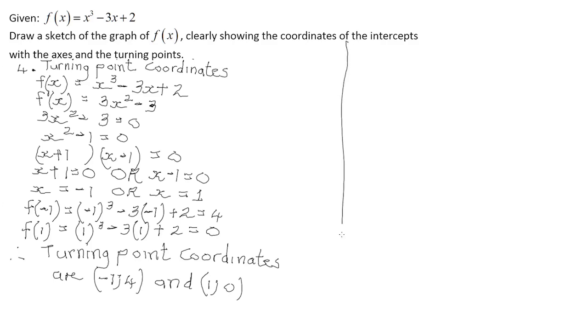Now we have calculated everything. We've calculated firstly our x-intercepts, then secondly our y-intercept, then thirdly our turning point coordinates, which means we have all the information that is needed to sketch the graph. So now the next phase, we will sketch the graph.